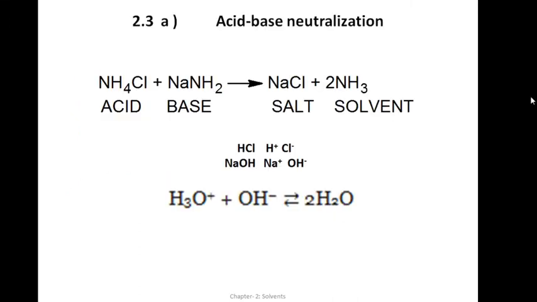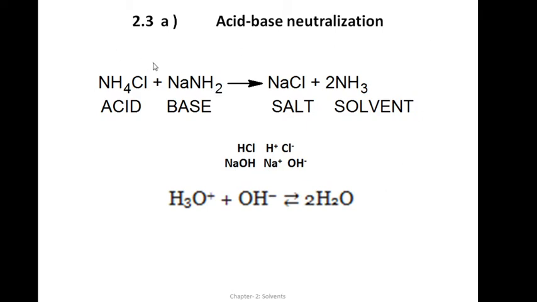Let us look at this particular example. We all know HCl dissociates to give H+ and Cl-. NaOH dissociates to give Na+ and OH-. When you complete the reaction, you get NaCl and H2O. When you add up the complete reaction, the main reaction that occurs in a neutralization reaction is H3O+ + OH- giving rise to 2 molecules of H2O. This is in the presence of water. How does neutralization occur in the presence of water?